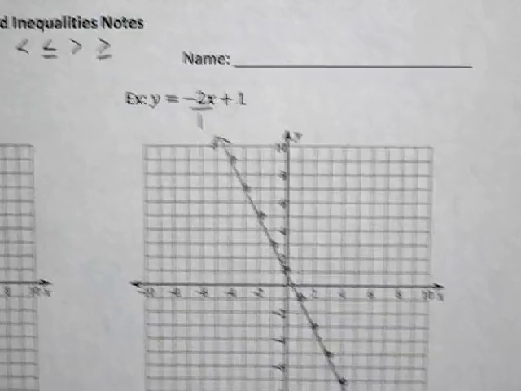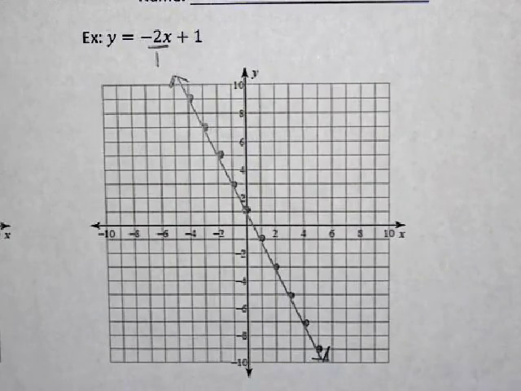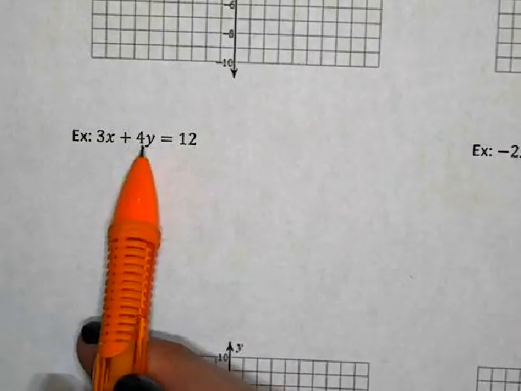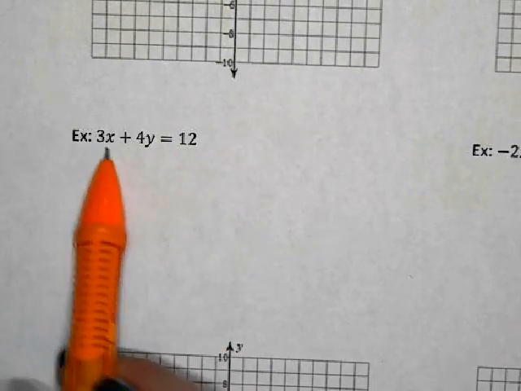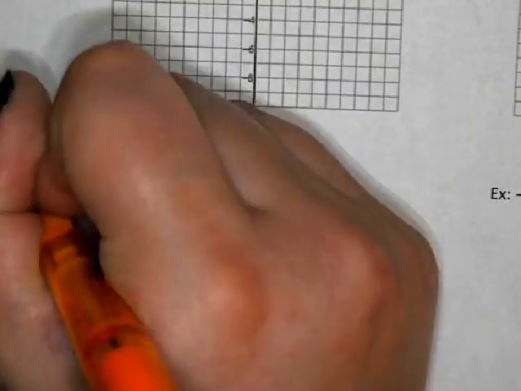There's that second example again. How are we feeling about that? We good? Yes? Okay. Now the next form has the x and the y on the same side, and then it has the number on the other side, or sometimes they have the x, the y, and the number, and they make it equal 0. This is called standard form.